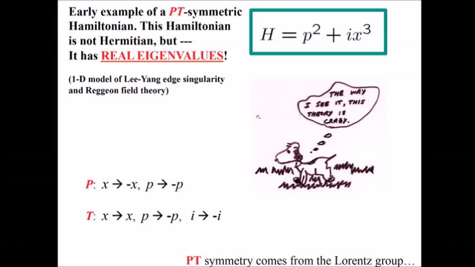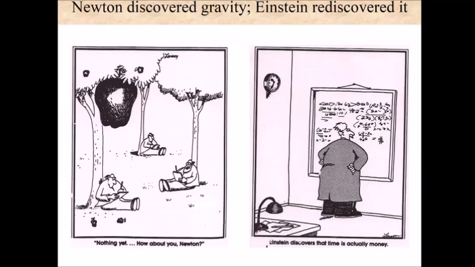And then I noticed that there's a very interesting way to explain PT symmetry from the point of view of relativity. So you remember that Newton discovered gravity. And you also remember that Einstein rediscovered it. He found an even better theory of gravity. So this is Newton sitting under a tree waiting for an apple to fall on his head. And this is Einstein staring at a blackboard because he has just proved that time is actually money. And you know that's a very famous theorem of Einstein.